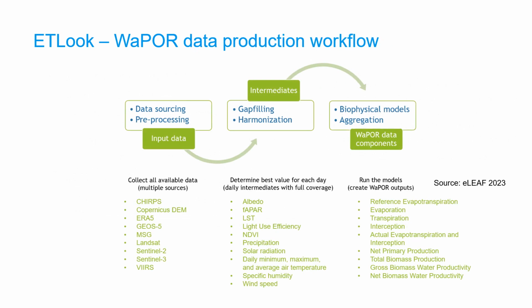In general, the workflow of WaPOR data production includes three major steps. The first step is pre-processing input data from multiple sources. The second step is gap filling and harmonization to obtain the best values for each day for the whole WaPOR area. In the last step, the ETLook model is run with intermediate datasets to create decadal WaPOR data, which is then aggregated to monthly and yearly levels.